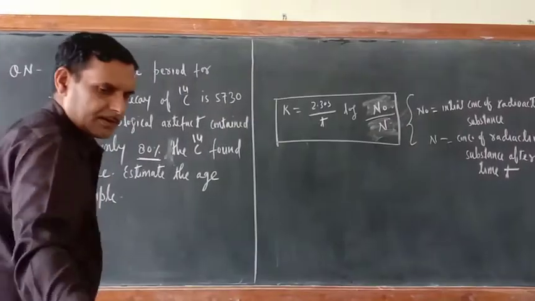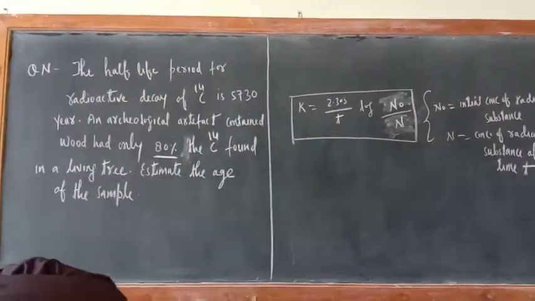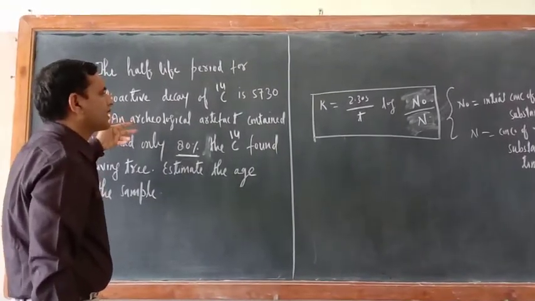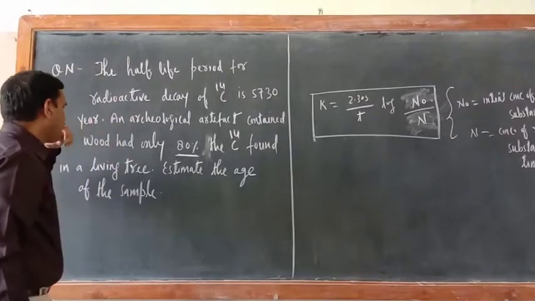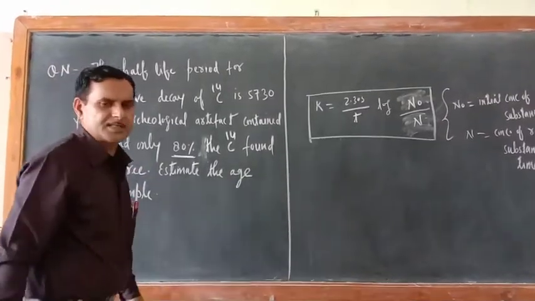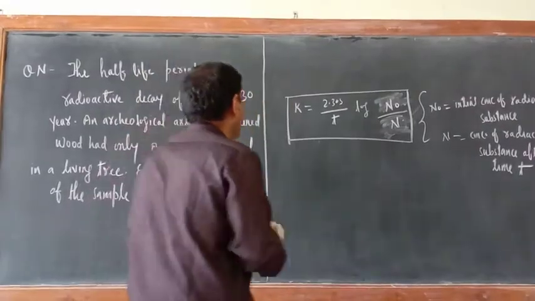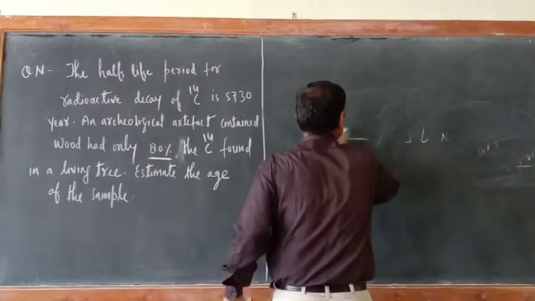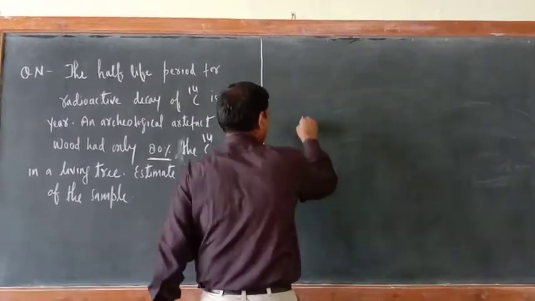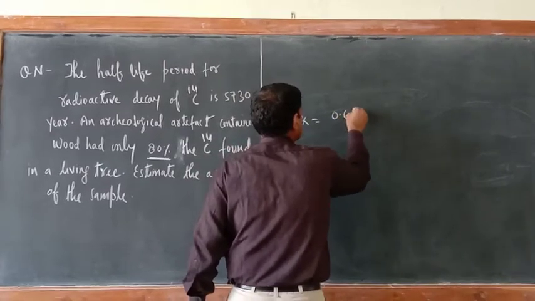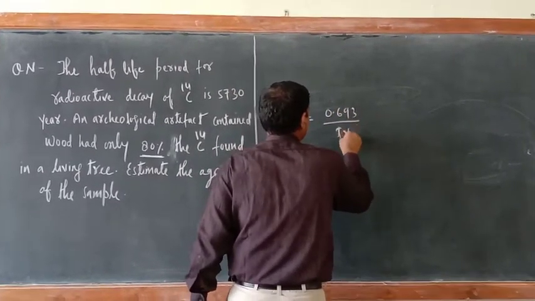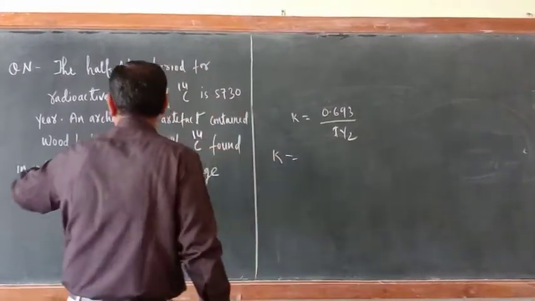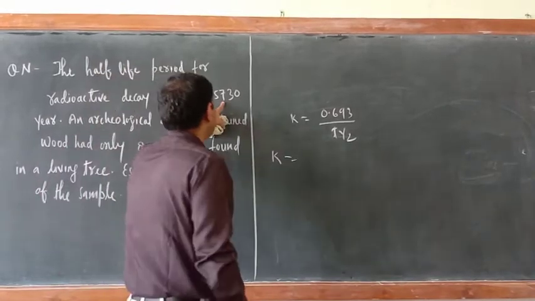Now if you see this equation carefully, you will find that the K value is not given here. So how should you calculate the K value? Just see, the half-life period is given. So with the help of the half-life period, we can calculate the K value. K equal to 0.693 divided by t half, and that is given. What is the t half value here? The t half value is 5730.